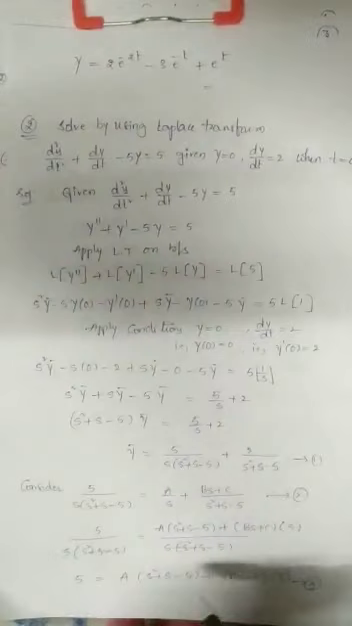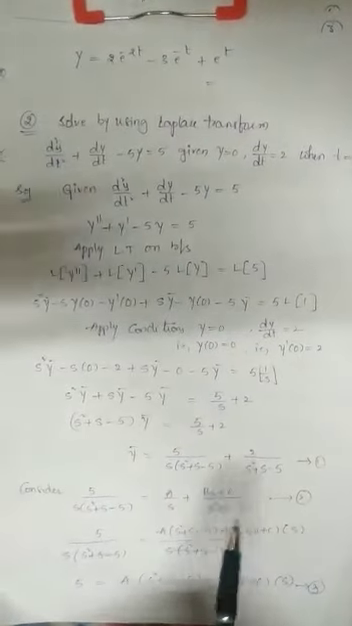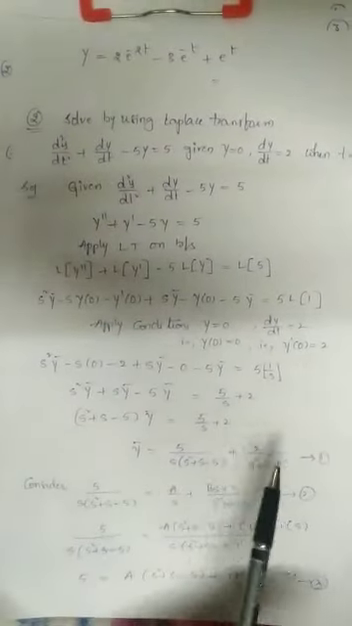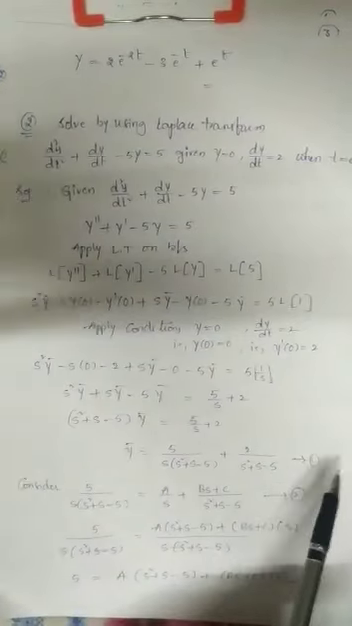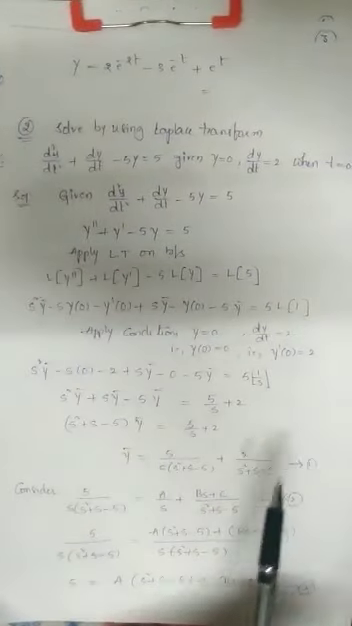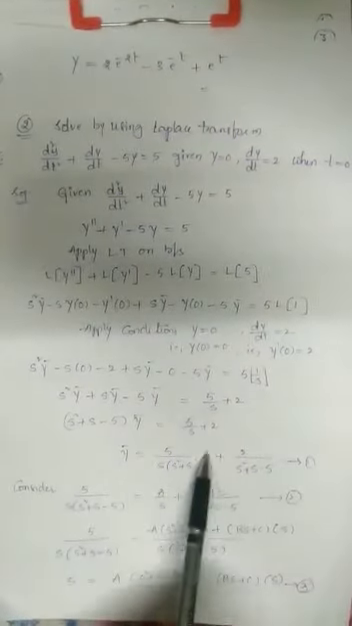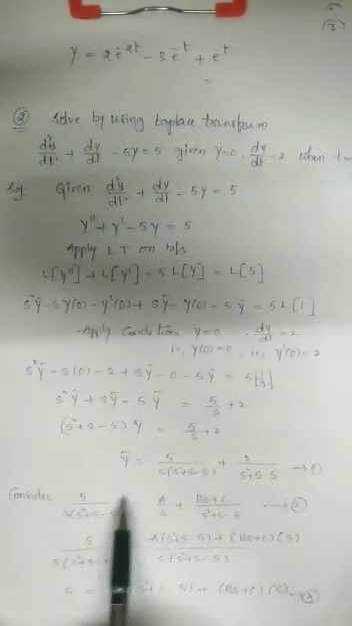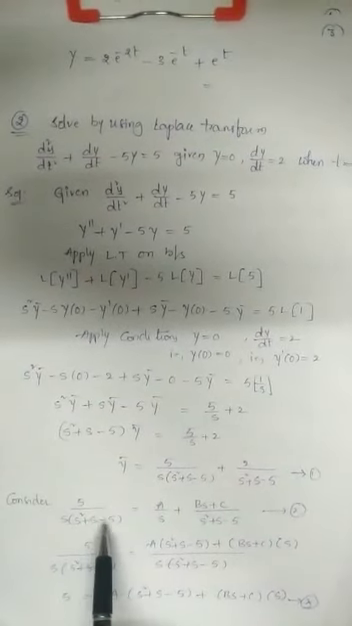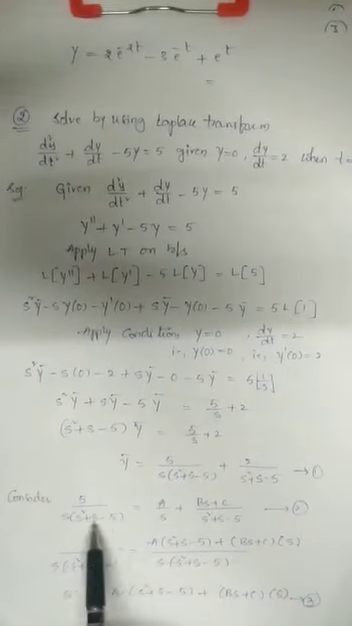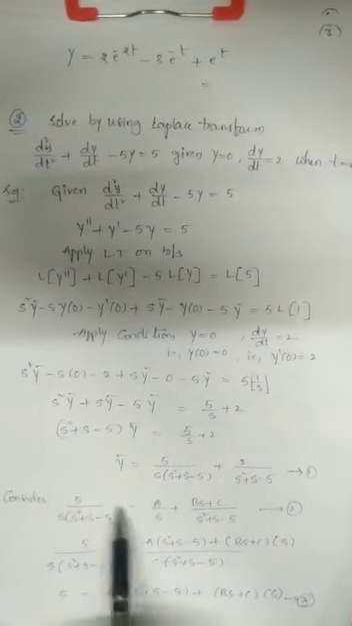Next, here we have two terms in this equation. In equation number 1 we have two terms. So first let us take the first term, 5 by s into (s square plus s minus 5). Solve this by using the partial fraction method.